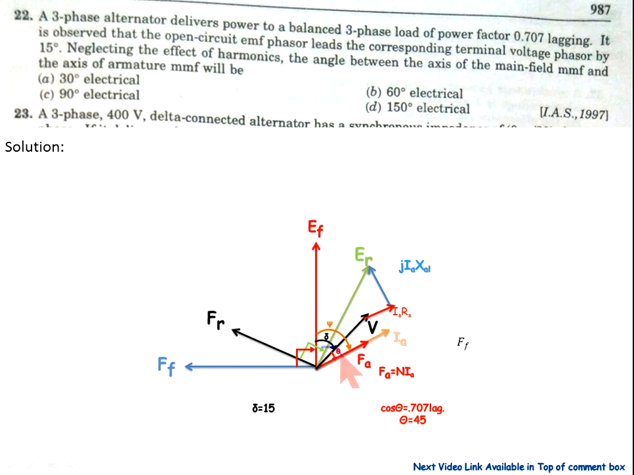Now the total angle between the armature mmf, that is Fa, and Ef is delta plus 90, and the total angle between the main field Ff and the armature MMF is 90 plus delta plus theta, which is equal to 150 electrical. So the answer D is correct.